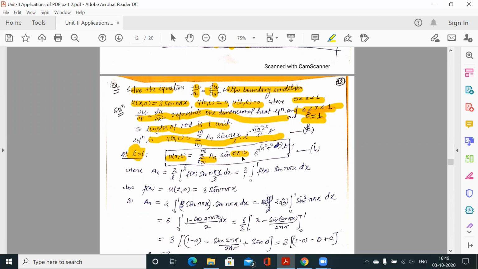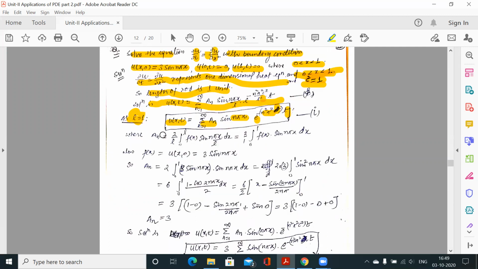So L is 1, so this is sine n pi x e to the power minus n square pi square c square by L square, and L is 1 because it is a rod of length 1. So substituting L square as 1 square, n square pi square into c square is again 1, so neglecting that also, c n square pi square is left into t.